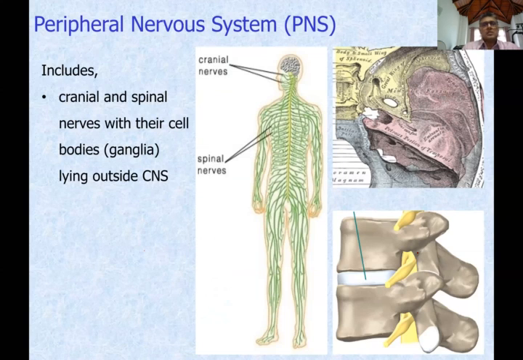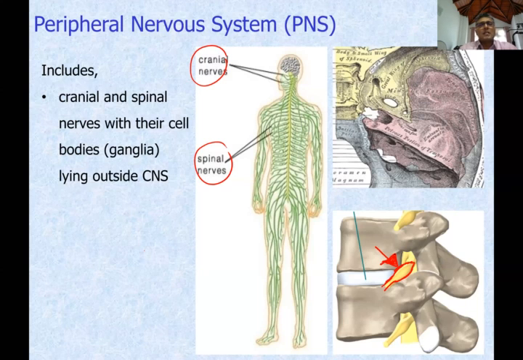Now the peripheral nervous system, these are the cranial nerves and spinal nerves, as I said before. The peripheral nervous system includes cranial and spinal nerves with the cell bodies, and cell bodies means the ganglia lying outside. Now all these nerves, if you look at the spinal nerve, this swollen area is called the dorsal root ganglion. This is a collection of sensory cell bodies which lies outside the spinal cord. So that is called a ganglion. That's why you call it dorsal root ganglion, which is on the dorsal side.